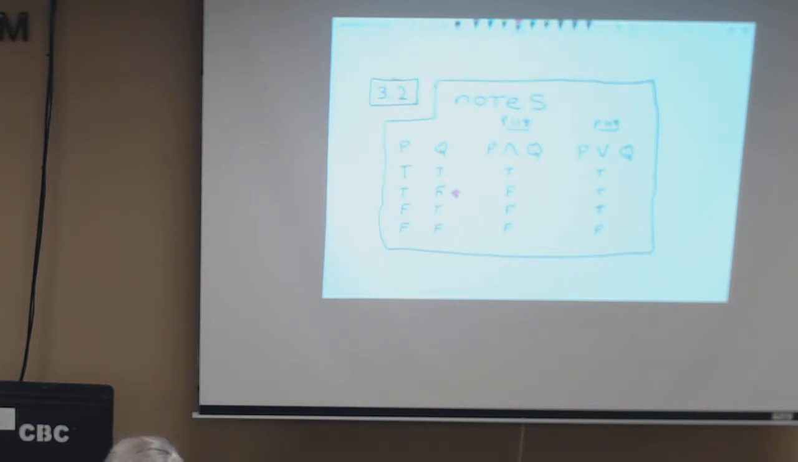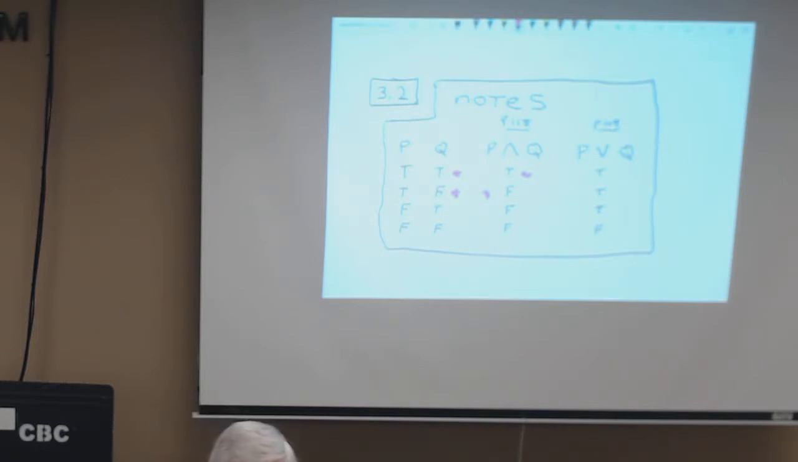So with and, true and false is false. Because when is and true? Today is Monday and it's cold outside. True and true, that's when and is true, when both statements are true. Today is Monday and it's hot outside. Well, maybe somewhere, but not here. So I made a true statement and a false statement, true and false, that's false.